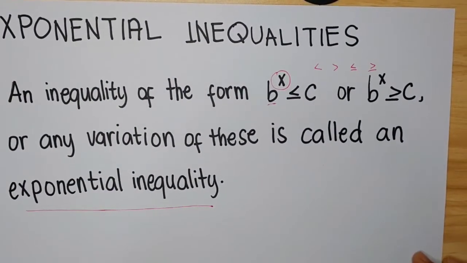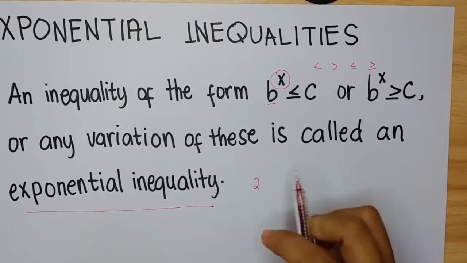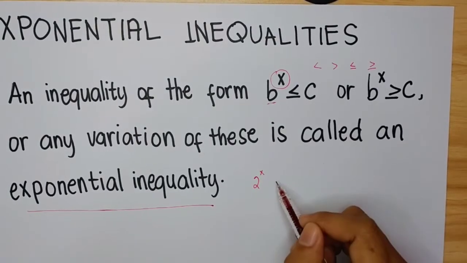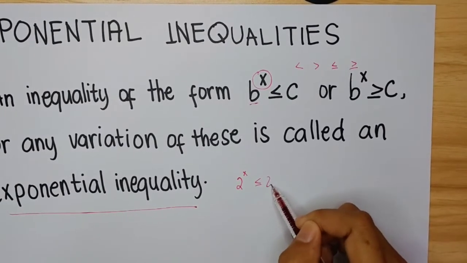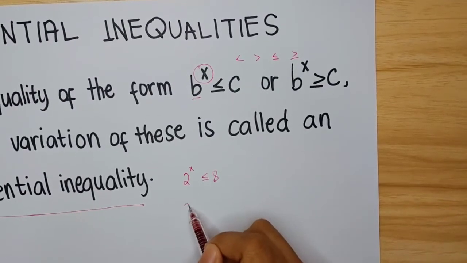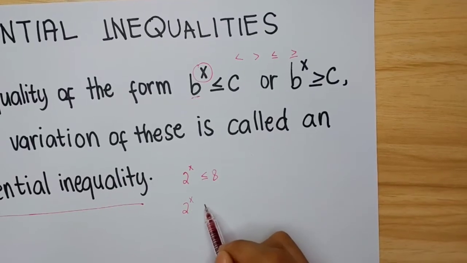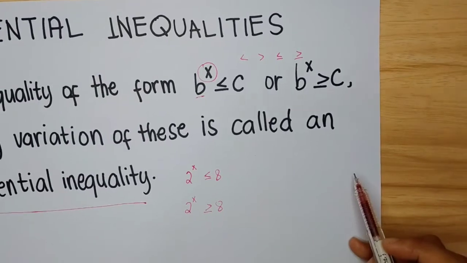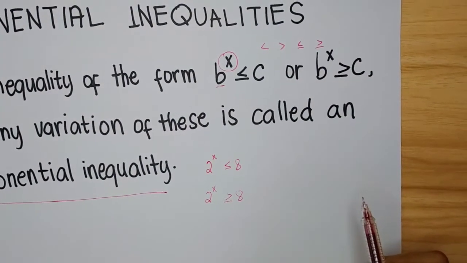So, yan yung mga exponential inequalities natin. So, example of this, we have 2 to the power of x is less than or equal to 8. Okay, or we can have 2 to the power of x is greater than or equal to 8. So, it can be on these forms. So, yan yung some examples ng exponential inequalities.